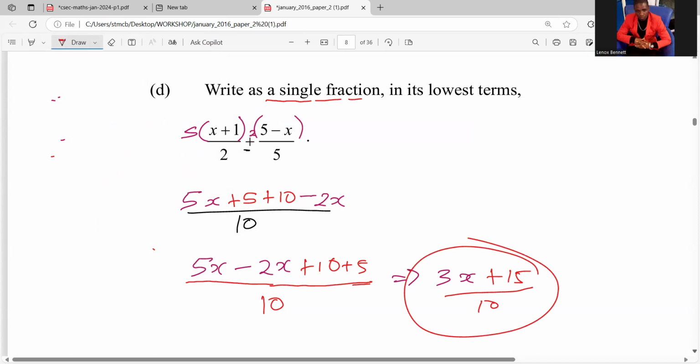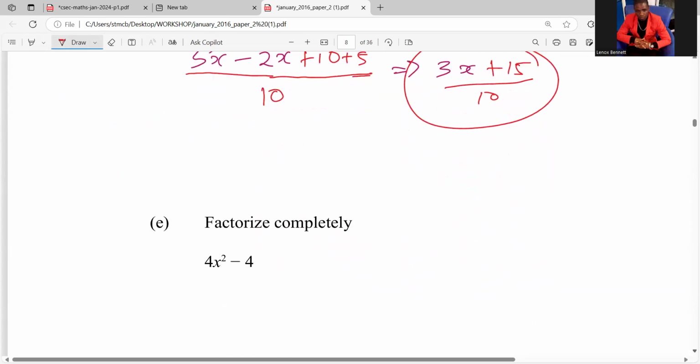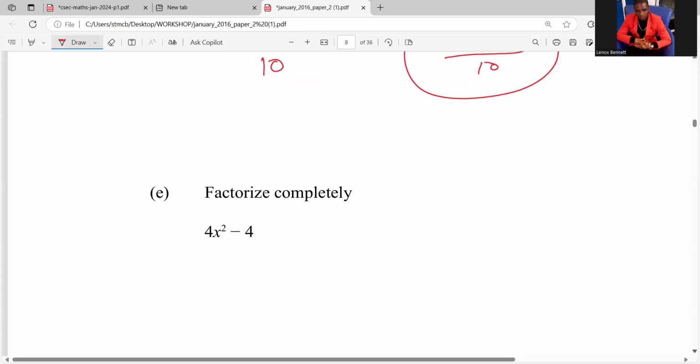Very nice question, CXC. All right, this one says factorize completely. So let us do that. Here we can see two ways we can do this, guys. We can say it's a difference of two squares, and we will get 2x, because we take the square root and put it on either side. Of course, this will be plus 2 and minus 2.